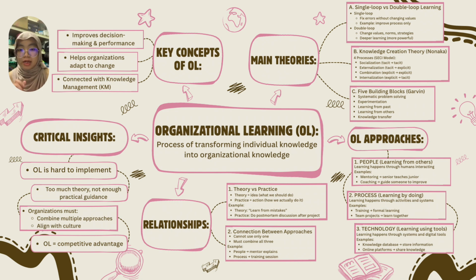But double loop learning goes deeper. It questions the values, assumptions, and strategies behind the problem. This means the organization not only fixes the mistake, but also improves the way they think and work. So, double loop learning is more powerful because it creates deeper change.